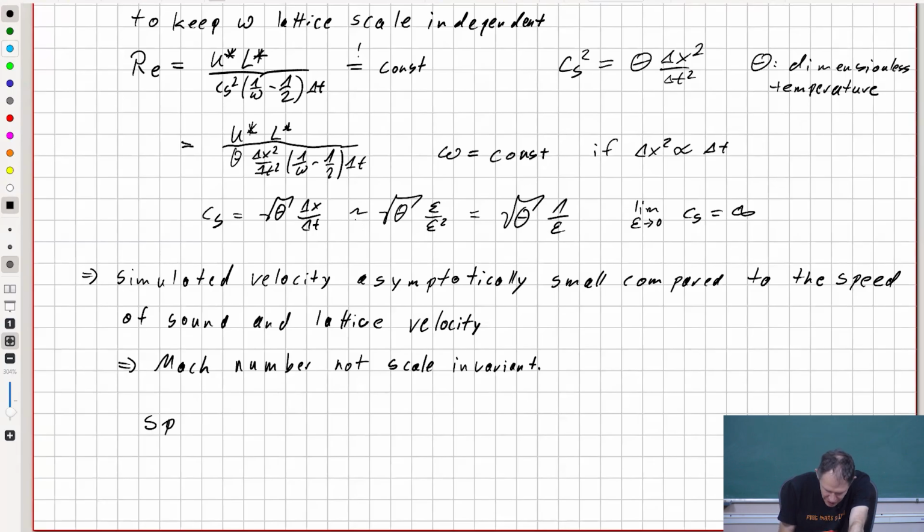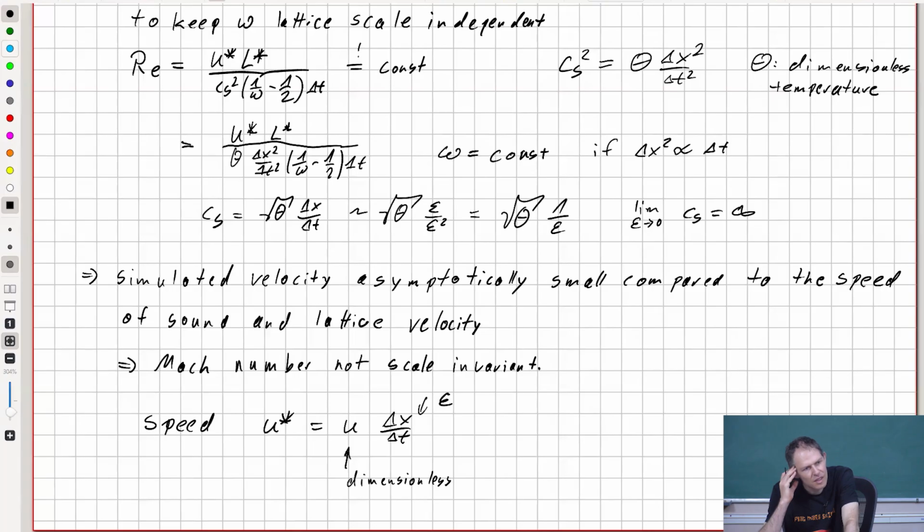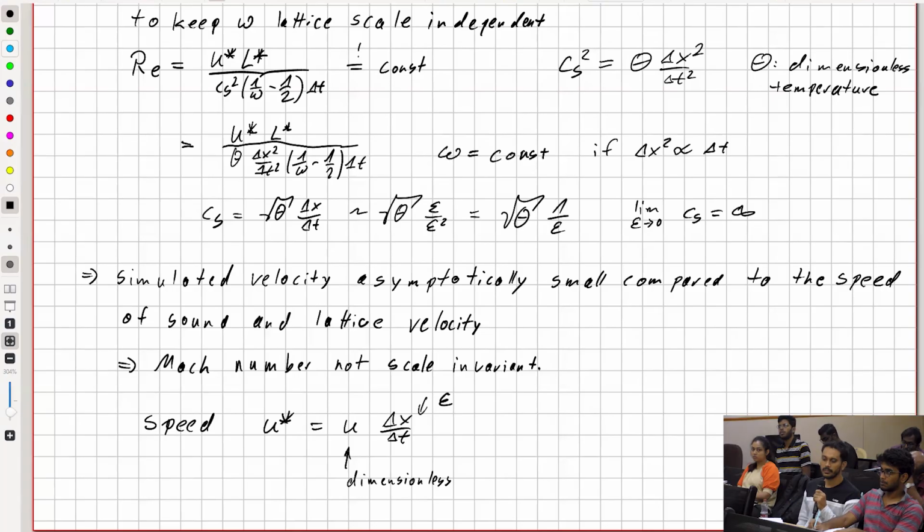So now we have to express our physical speed, the one with the star, as dimensionless speed times delta x by delta t. So this gives us the dimensions. Actually, this is proportional to epsilon, and this here now is dimensionless. So this delta x and delta t are still in lattice units. They're not physical.